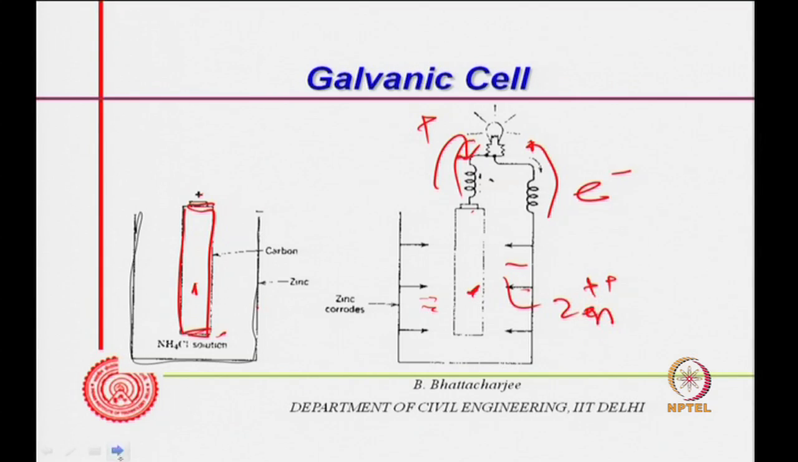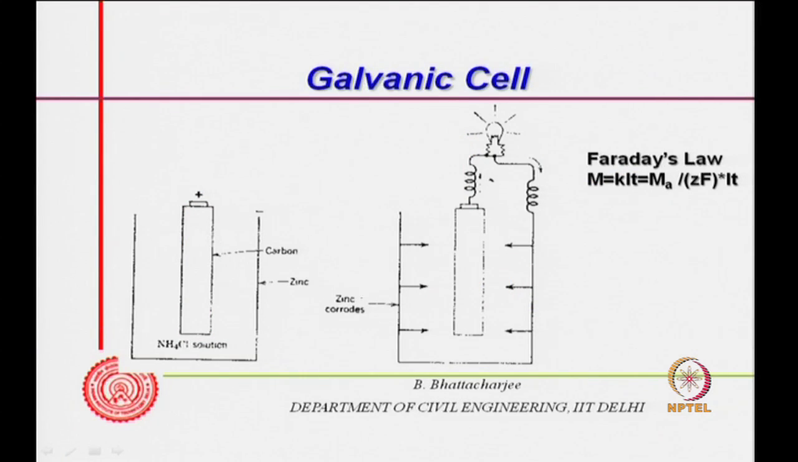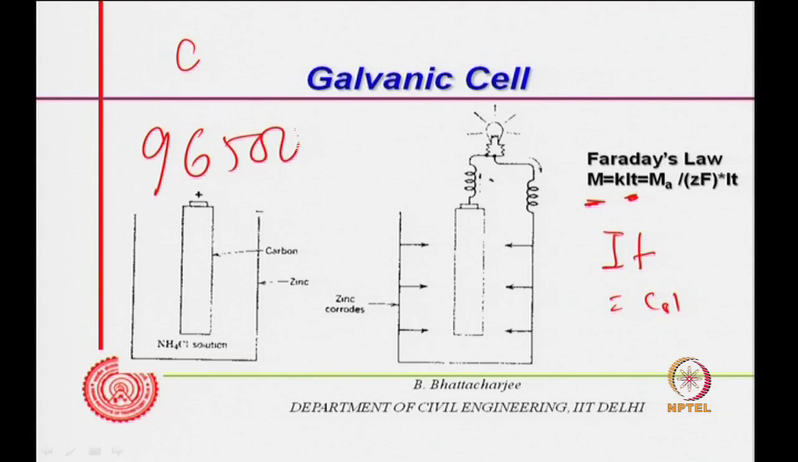Whenever we connect a load to a battery, the amount of zinc that gets dissolved is governed by Faraday's law, which says that the mass of the metal dissolved is proportional to current into time, I into T, that is the charge in coulomb. It can also be stated in another manner: you need 96500 coulomb, Faraday's constant, to deposit 1 gram equivalent of electrolyte.